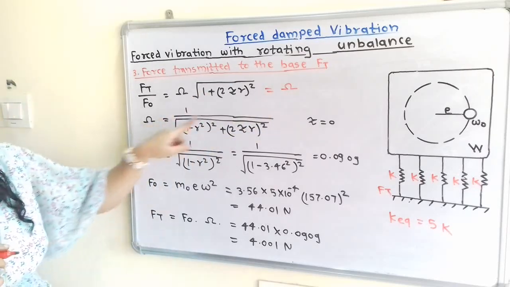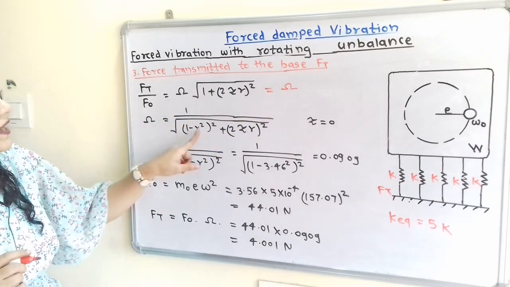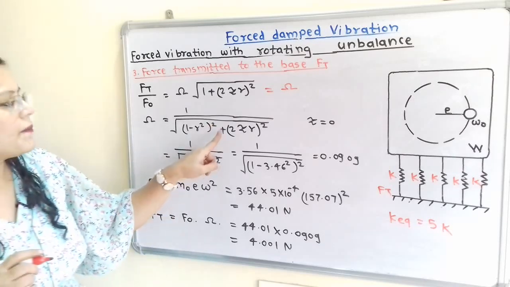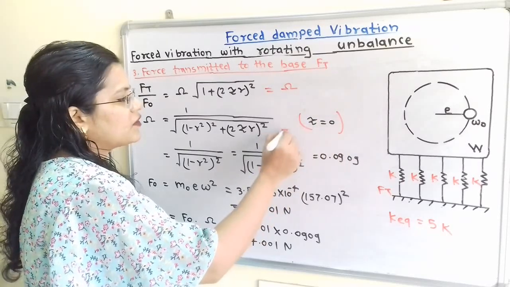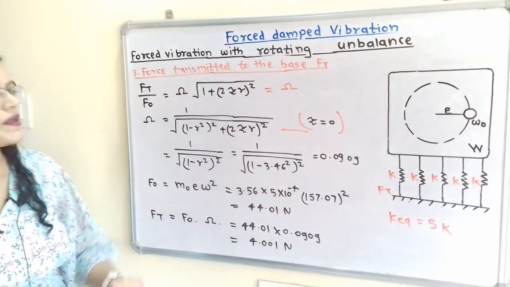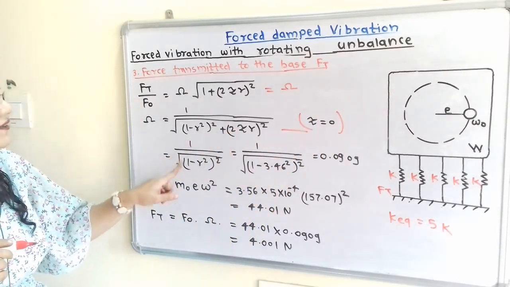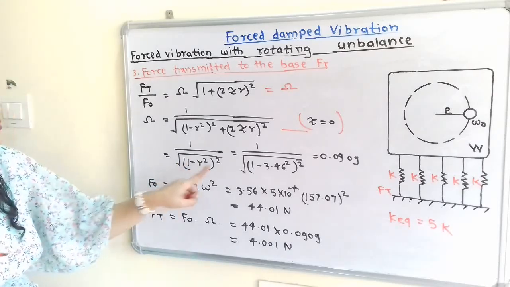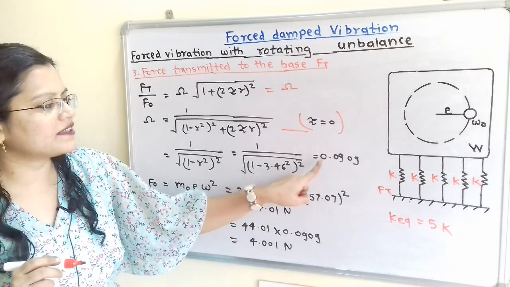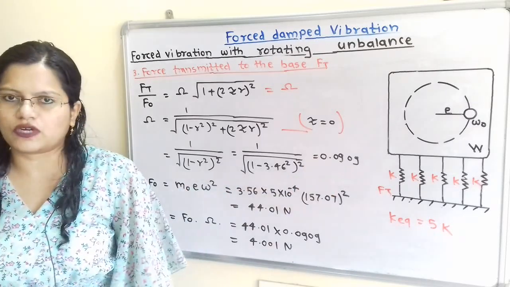We have formula 1 divided by under root of 1 minus r square bracket square plus 2 zeta r bracket square. So here also zeta is equal to 0. So the second term will become 0, which is equal to 1 divided by under root of 1 minus r square bracket square. So we will put value of r and we will get the answer 0.0909.